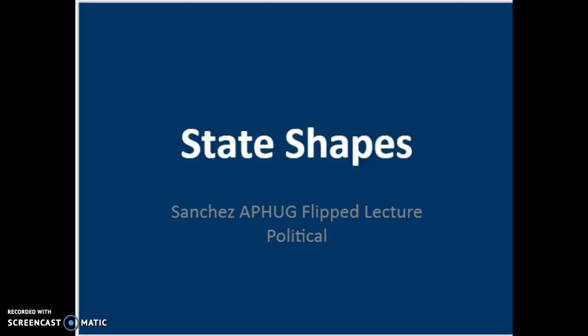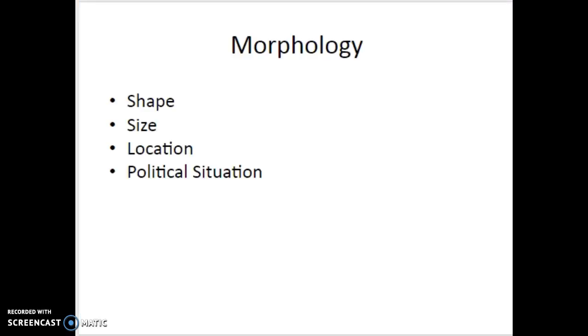This is Sanchez with our next flipped video lecture, which is going to focus on political geography, looking at the morphology of state shapes. Just a quick recap before we start: in our political geography unit, we're looking through the lens of what makes a state unique, how we factor in self-determination, and individual state sovereignty, which you're doing for your UN projects.